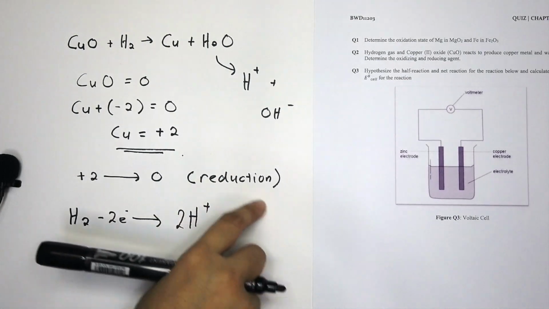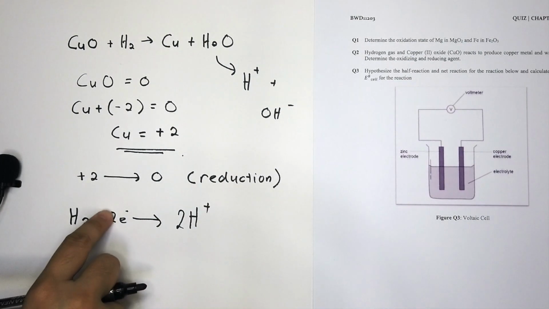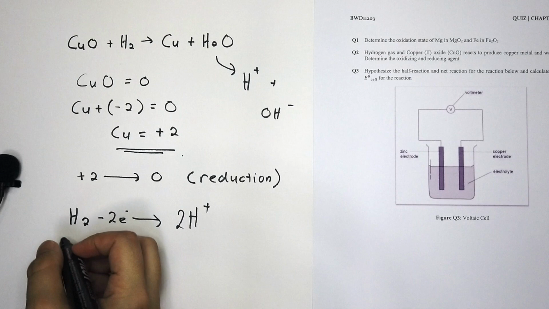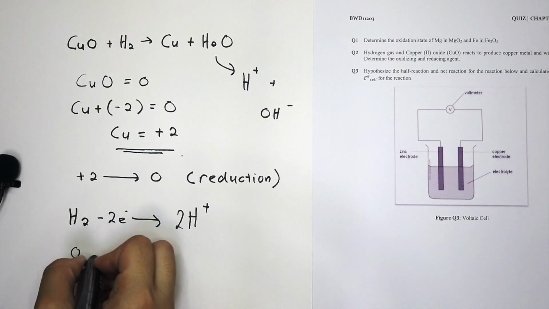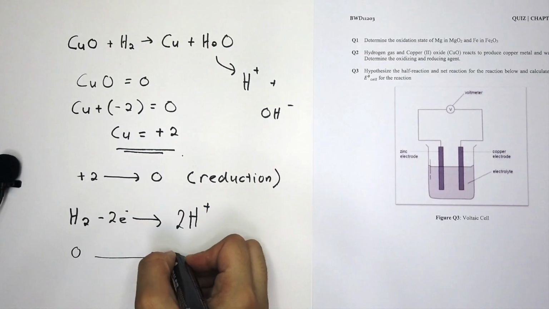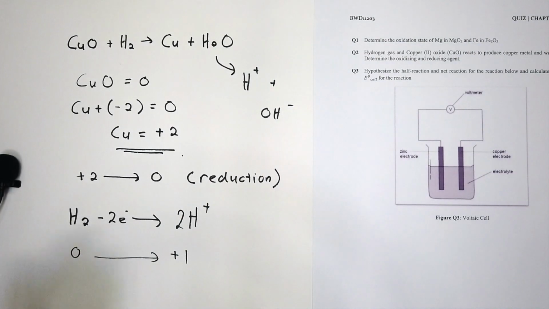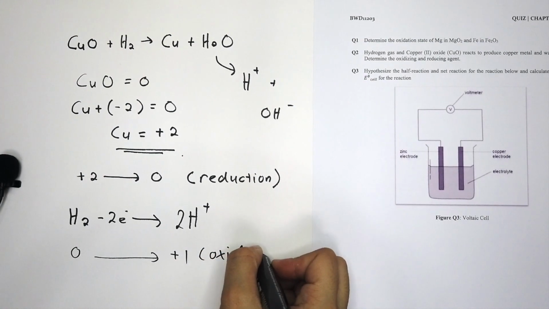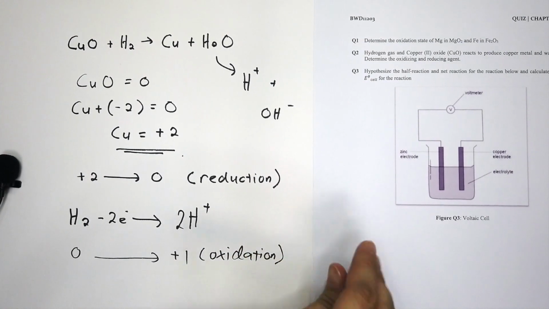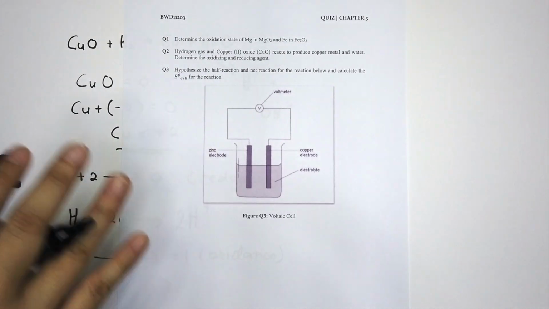So when it is made into an ion, the oxidation state goes from 0, no charge, to positive 1. So it means that this is oxidation.